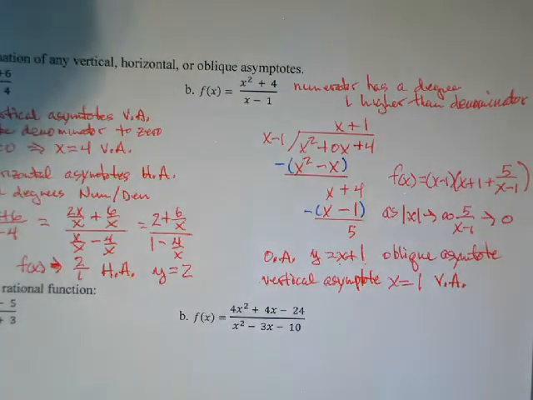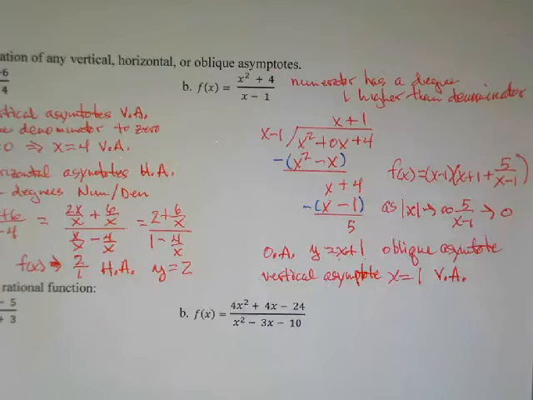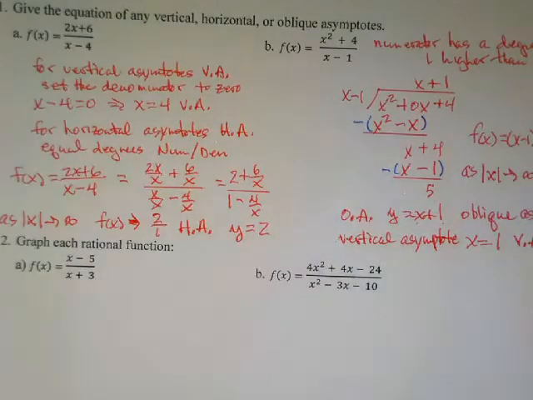So, just a little bit of following the rules to find: is there a vertical asymptote? Is there a horizontal asymptote? Is there an oblique asymptote? Notice that part B there did not have a horizontal asymptote. All right. Couple more examples, and then we're also going to graph them.